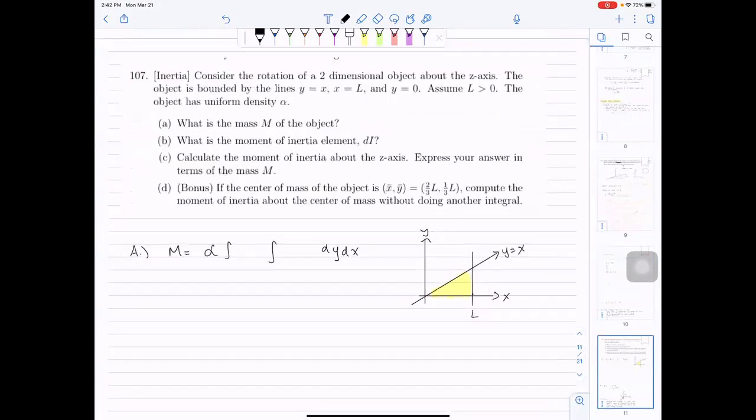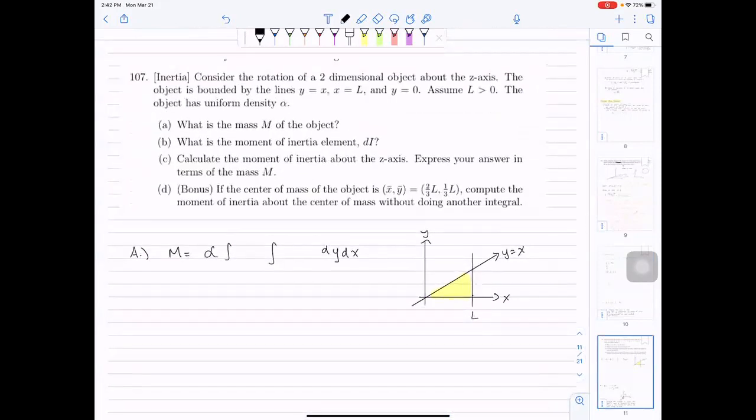Okay, so consider the rotation of a two-dimensional object about the z-axis. The object is bounded by the lines y equals x, x equals L, and y equals 0, assuming L is greater than 0. So this is our 2D shape right now.